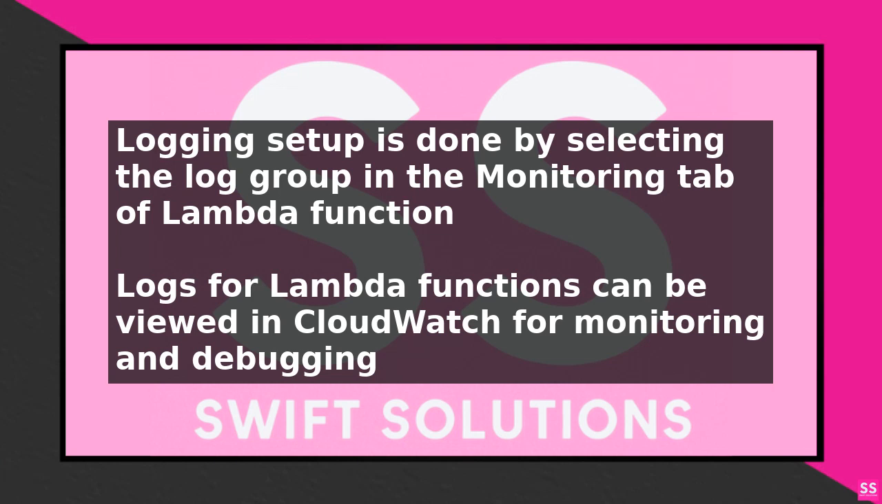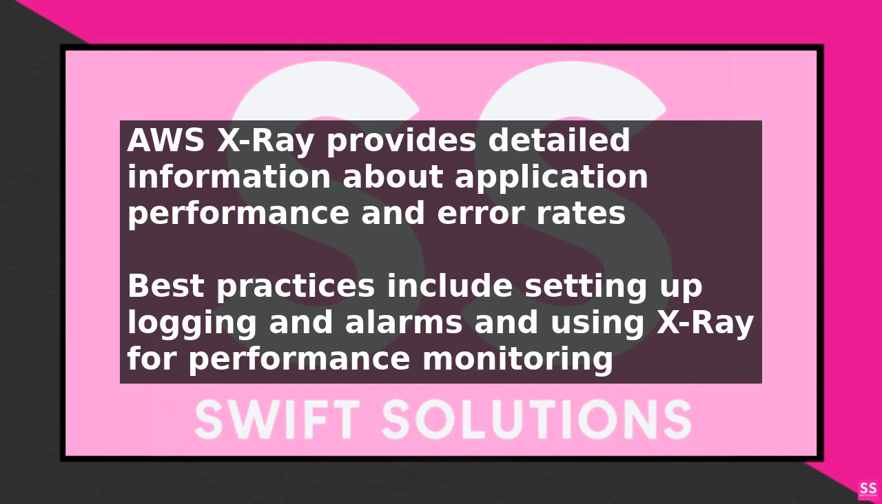In addition to CloudWatch, you can also use AWS X-Ray to monitor your Lambda functions. X-Ray provides detailed information about the performance of your application, including latency and error rates. To use X-Ray, you need to install the X-Ray SDK in your Lambda function and configure it to send data to X-Ray.